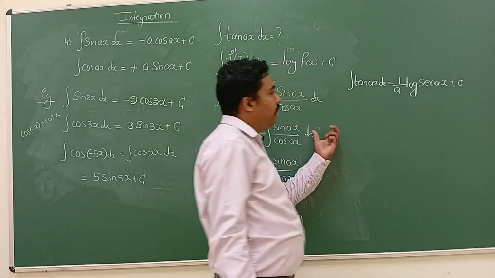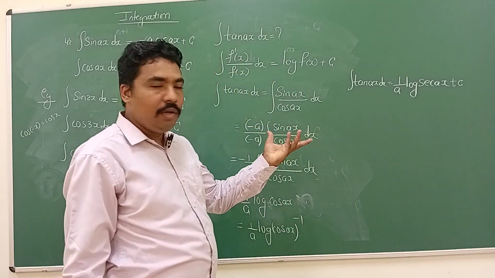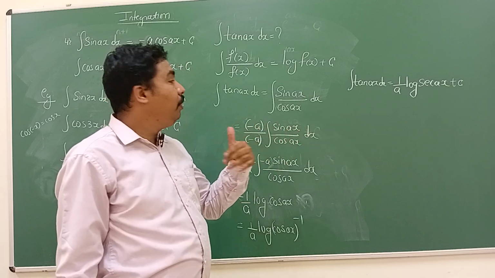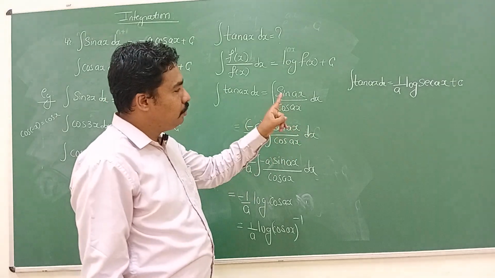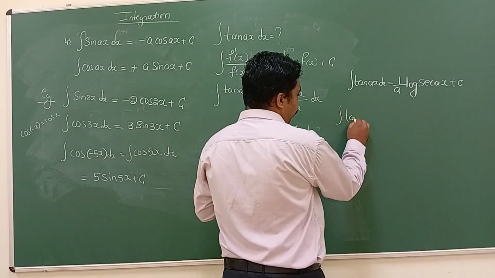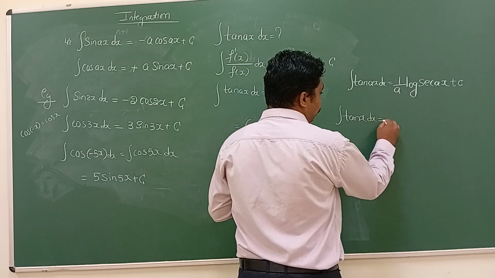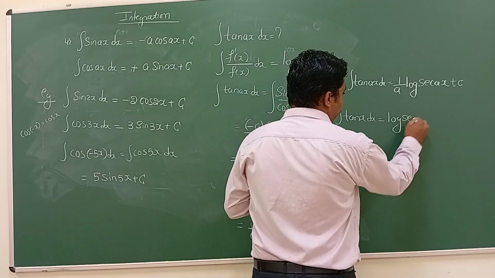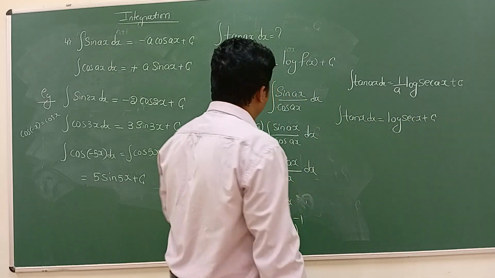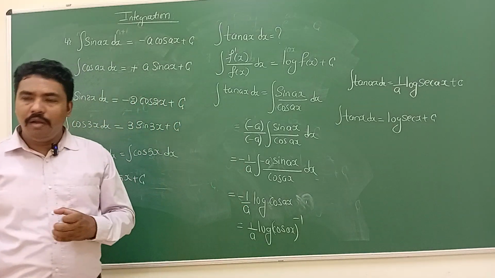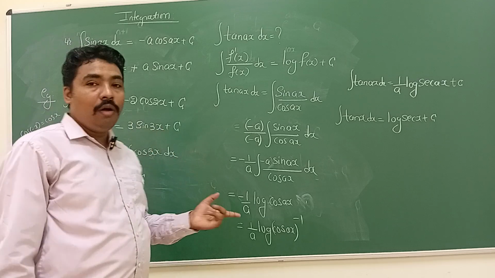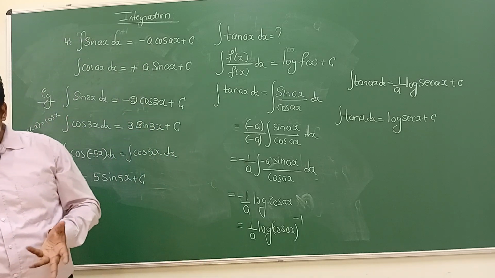Or if it is only tan x, that is log of secant x. Because the coefficient of x is a, we have to divide in the integration. In only tan x, a will be 1, therefore it is only log of secant x. Okay? So integration of tan x dx is log of secant x plus c because a value is 1 here. So these are all basic fundamental formulae with respect to sine, cos, tan integration.